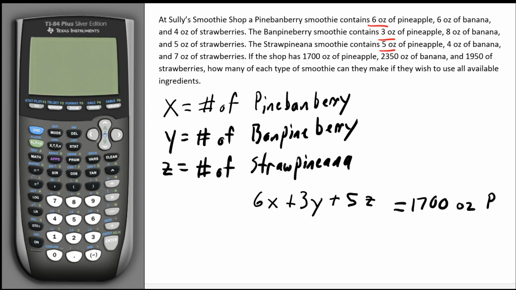Our second equation, we'll look for the total of banana. We can see that's 2,350 ounces. So we'll start off with equals 2,350 ounces of banana. Again, if the number on the right-hand side is ounces of banana, the numbers on the left-hand side would have to be the same. So let's look for our ounces of banana numbers in our problem. We've got 6, 8, and 4 for the 3 different types of smoothies respectively. So that means our equation is going to be 6x plus 8y plus 4z.